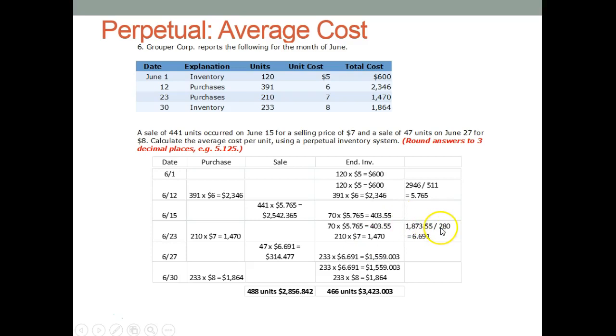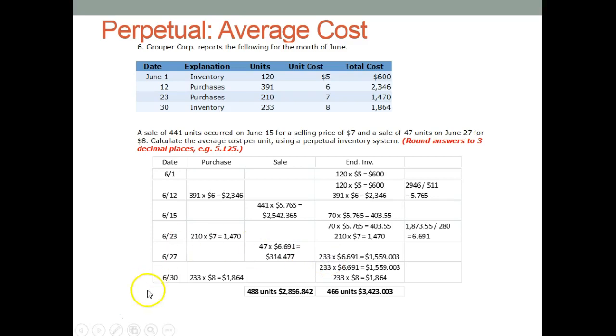I'm going to take my total dollars divided by total units. Why do I do that? Because I've got two tiers here. So anytime you've got two tiers, you need to do your average cost. So $1,873.55 divided by 280 units equals 6.691. So on June 27th, I can take 47 units sold times that average cost of 6.691, which equals $314.477. What do I have left? I had 280 units less 47 that were sold. That gives me 233 units at 6.691. I can keep that average cost.